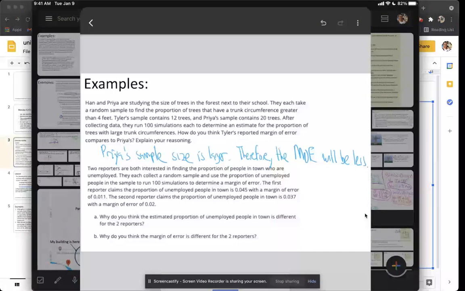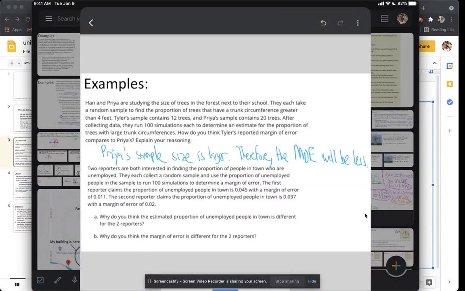Why do you think the estimated proportion of unemployed people in town is different for the two reporters? Well, the answer is quite simple. There are two different people. They collected two different samples. We know there's going to be some sort of variability in the results. So it's no wonder their estimates are different. If I collected my own sample and you each collected your own samples, the data is not going to be exactly the same.